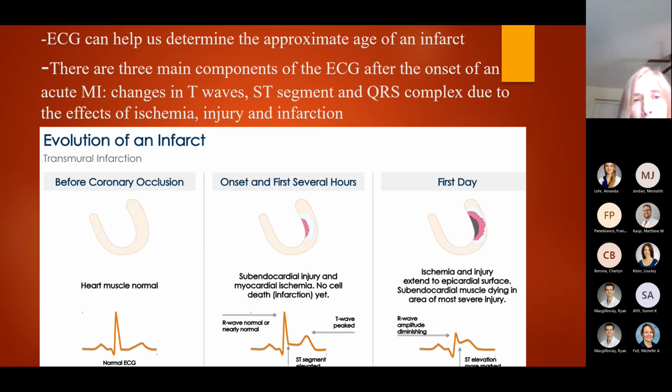An EKG tells us the approximate age of an infarct. There are 3 main components of the EKG after the onset of an acute MI: changes in T waves, changes in the ST segment, and changes in the QRS complex. It's all due to the effect of ischemia, injury, and infarct. So you see the normal EKG here, ST elevations here, and really bad elevations here.